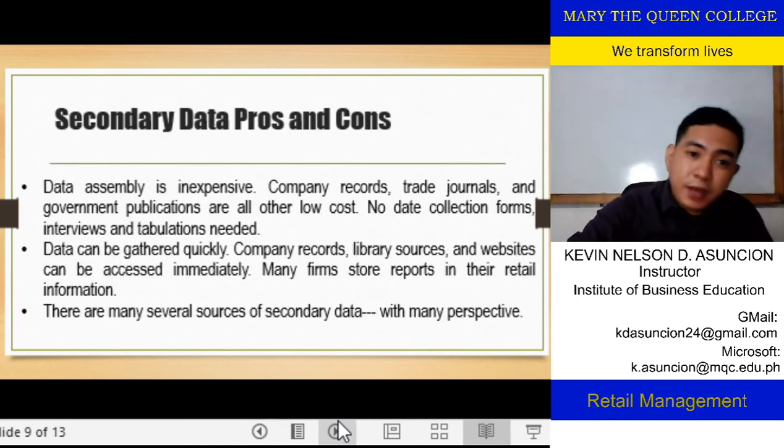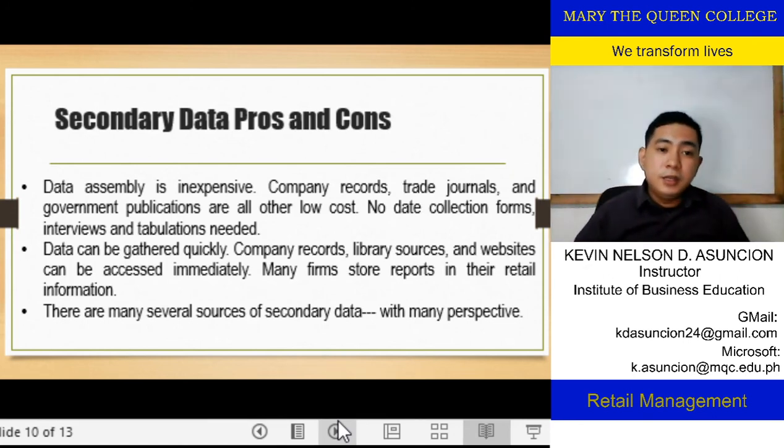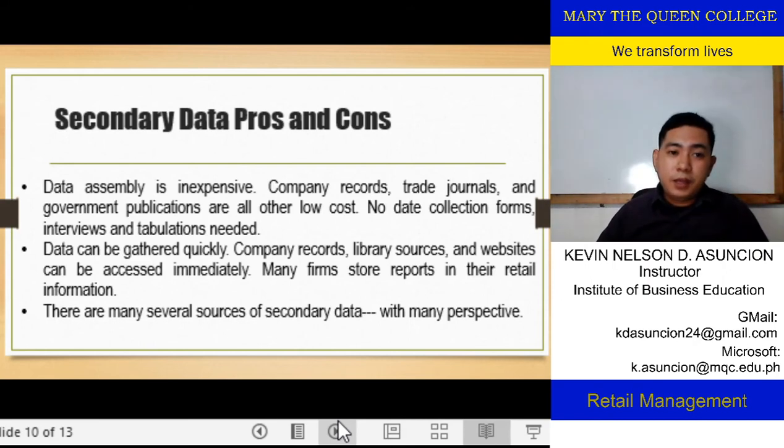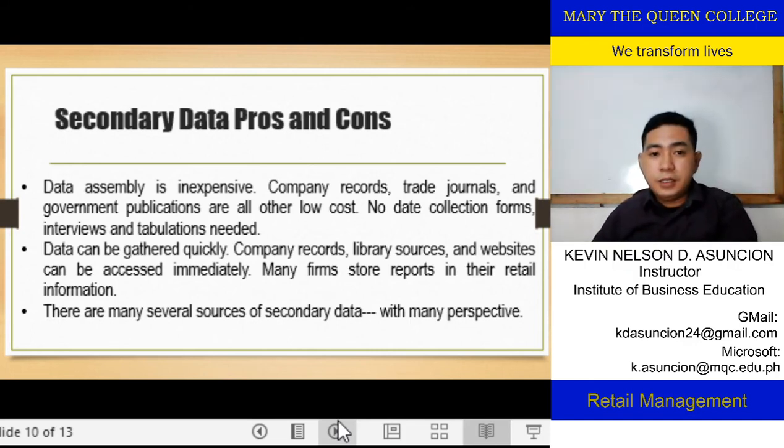So, what are the benefits and the disadvantages of your secondary data? Your secondary data is inexpensive because these are already available. It's coming from the company records, the trade journals and government publications, just like the Philippine Statistics Authority. So you know that, then that will affect data collection forms, interviews, and tabulation needed because there is always available secondary data. Data can be gathered quickly. Company needs library sources, websites.